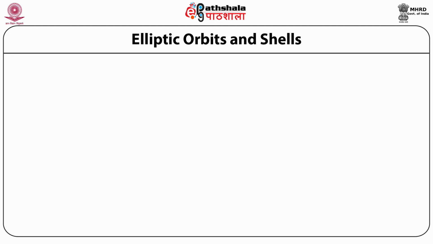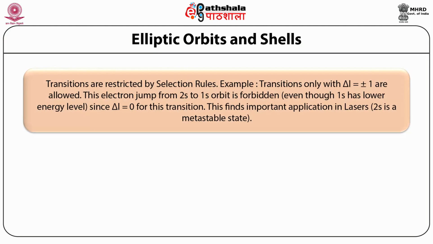One thing which is important to remember is that the transitions are restricted by certain selection rules. For example, one of the selection rules is delta L equal to plus minus 1. These are the only transitions which are allowed. Any transition for which delta L is different from plus minus 1 is not allowed. For example, the electron cannot jump from the 2s orbit to the 1s orbit. This transition is forbidden. Why is it forbidden? Because delta L is equal to 0 for this transition, since both are s orbits, 2s and 1s. And this finds very important application in lasers.